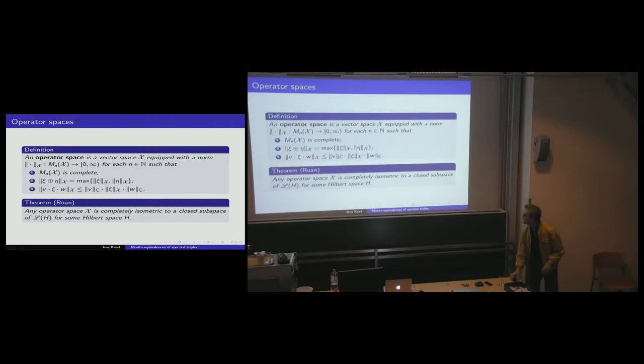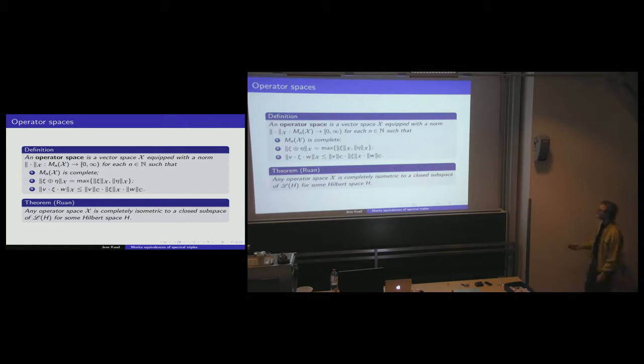It means that you have a map from n by n matrices of X into n by n matrices over the bounded operators. These n by n matrices of bounded operators also have a canonical norm because they're just isomorphic to bounded operators on n copies of H. Okay? And this has to be an isometry for each n. That's what it means to be completely isometrically isomorphic.